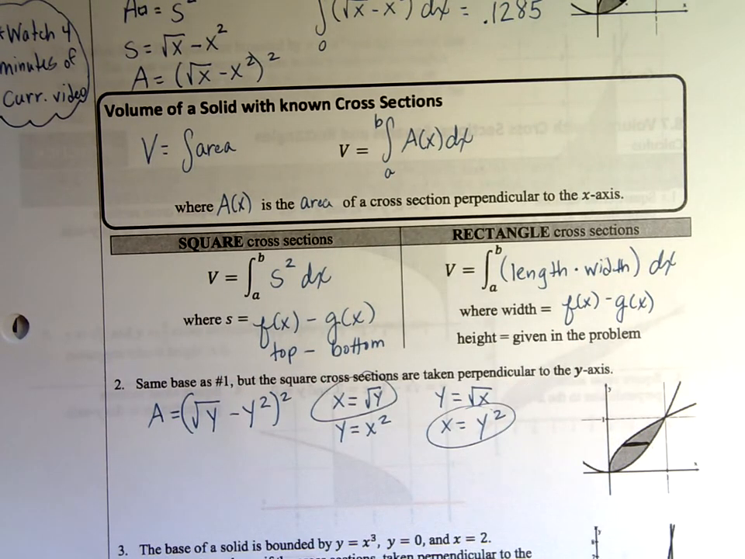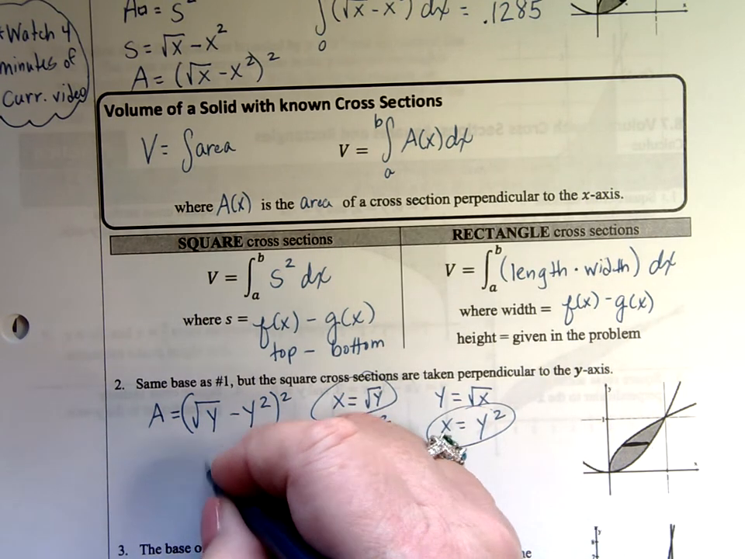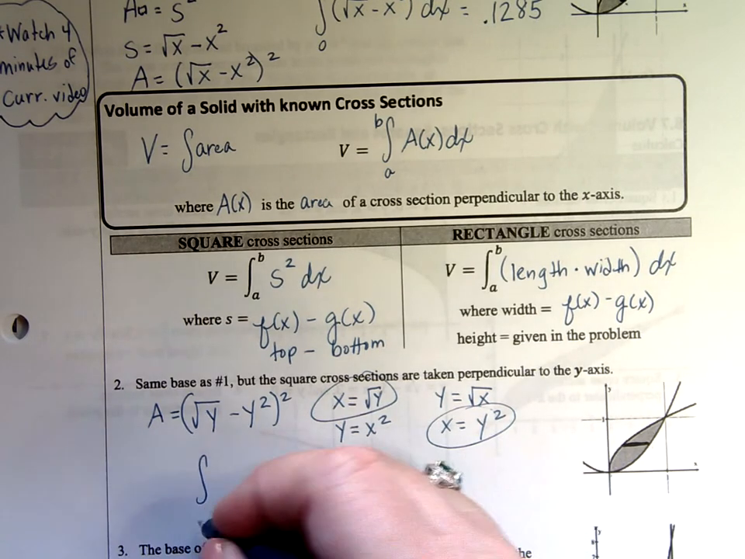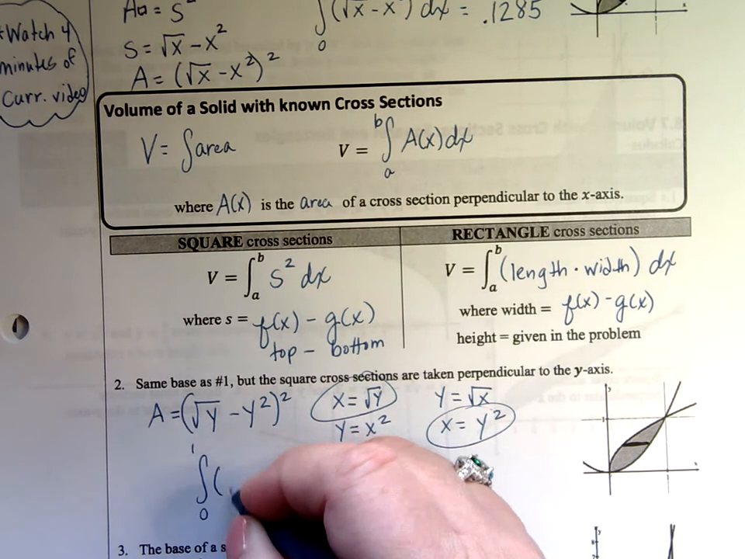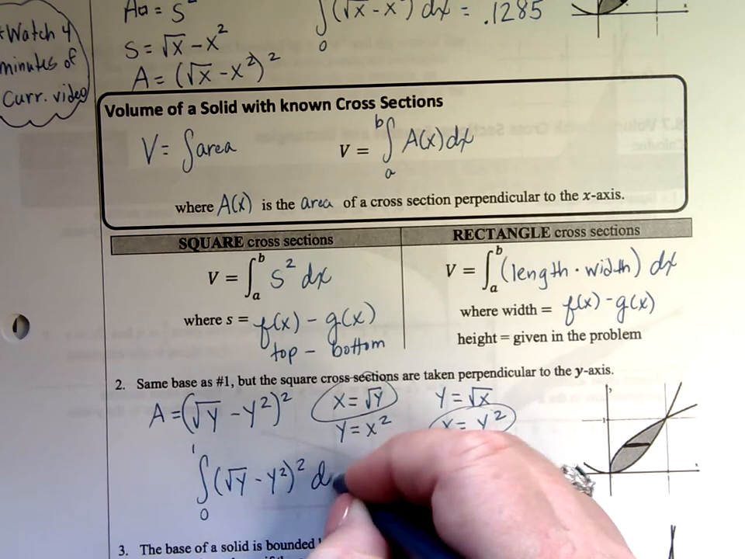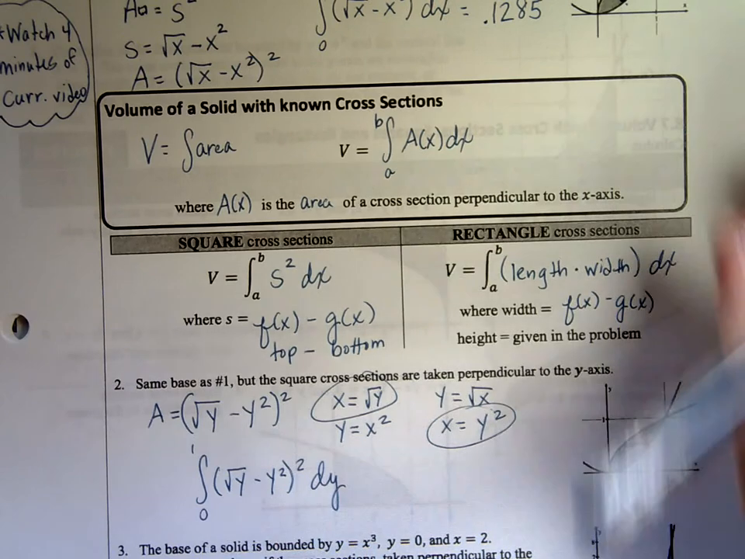And so once I have that set up, then I can set it into my integral formula. It's going to be the integral going, now y values, it happens to be 0 to 1 as well, but you're looking at the y's for this, 0 to 1. And we said our area is the square root of y minus y squared, squared, dy. And they didn't say we had to solve it, so that's it. You're good to go. Just set it up.